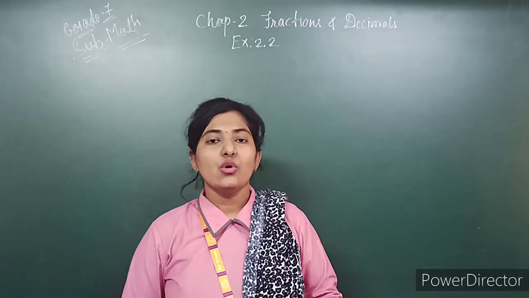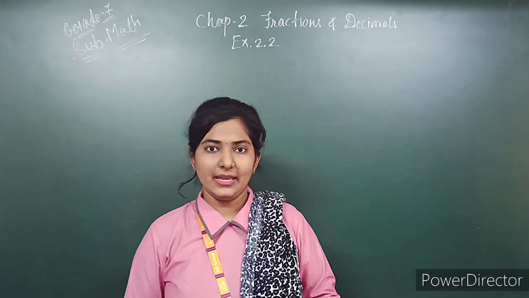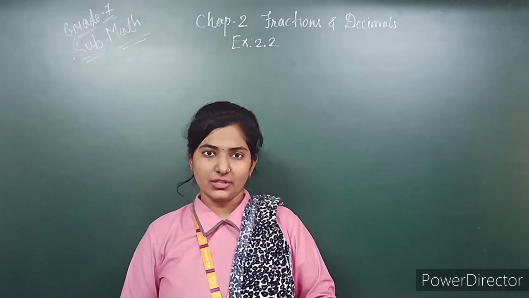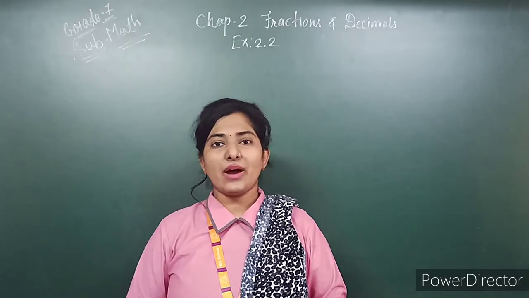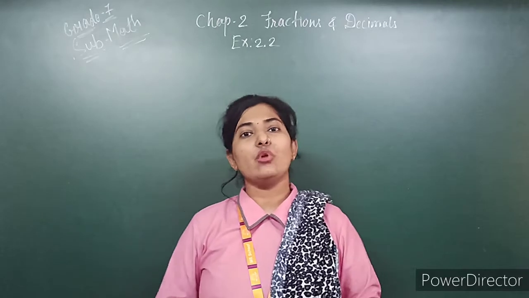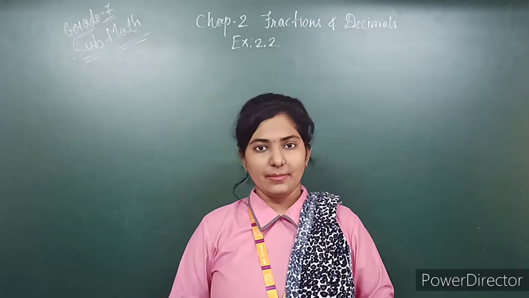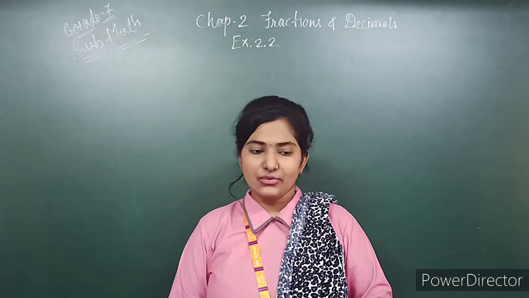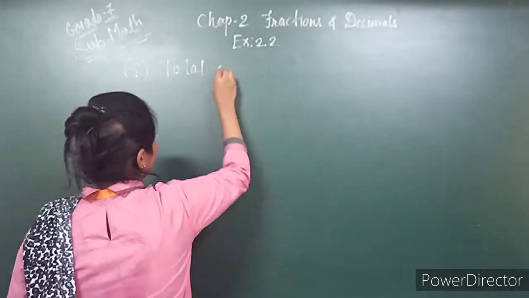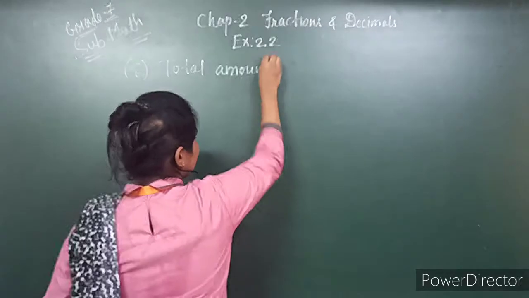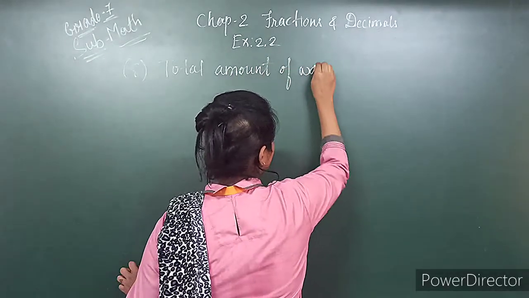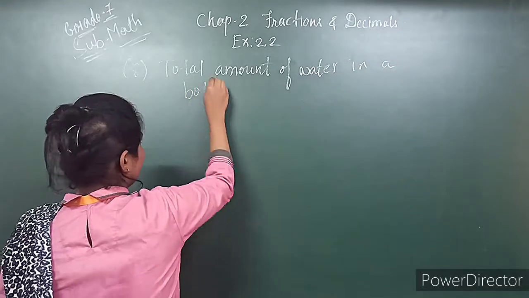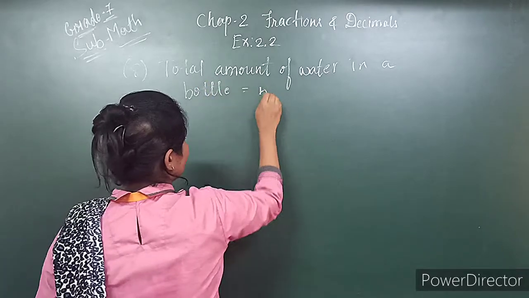So number 8, Vidya and Pratap went for a picnic. Their mother gave them a water bottle which contained 5 liters of water. Vidya consumed 2 by 5 part of the water and the remaining water was consumed by Pratap. So here we have to find out how much water Vidya drank. We write: total amount of water in a bottle is equal to 5 liters.